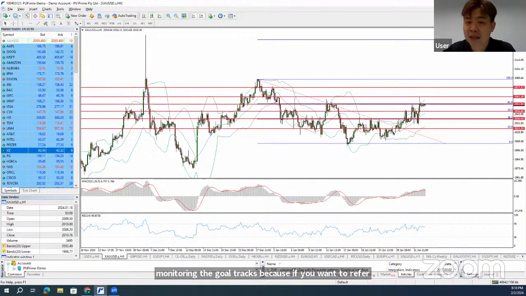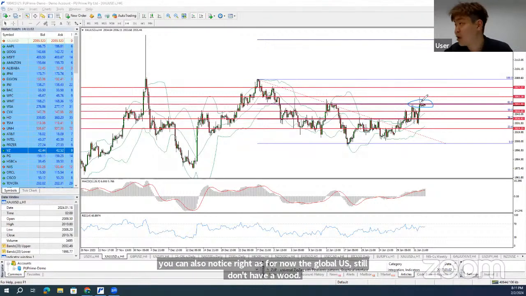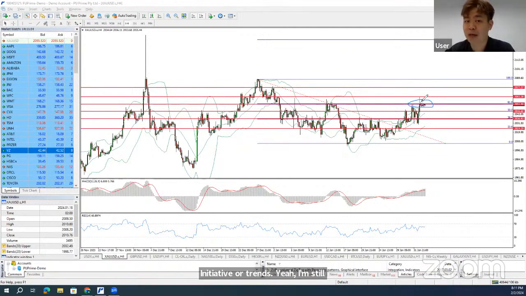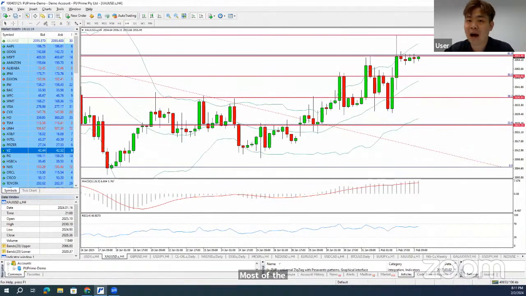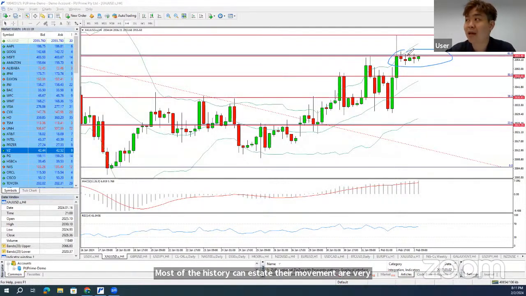And you can also notice, as for now, the global investors still don't have a good initiative or trend. They are still not able to predict a very good trend for the gold market yet. You can see in the historical H4 candlesticks, most of the H4 candlesticks' movements are very, very slow, hovering in this range. So it means that not only us, the global investors are still waiting for the non-farm payroll data.